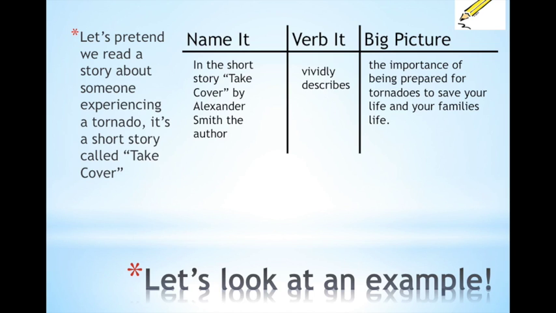So if we read it all together, this becomes one long topic sentence. In the short story, Take Cover by Alexander Smith, the author vividly describes the importance of being prepared for tornadoes to save your life and your family's life. So in the end, I've done all 3 components and I've created a really fantastic topic sentence. Now, it is important in the name it section that you try to tell us what type of text you've read, a short story, an article, a novel. Put that in there so that we can identify what it is that you're actually talking about.